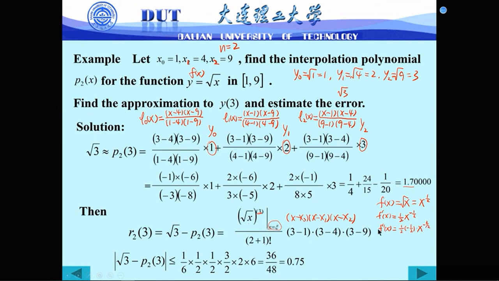It's okay? This is the second derivative. Clear? And now we need to consider the third derivative. So again, it should be 1/2 multiply minus 1/2 multiply minus 3/2. And here should be x to the minus 5/2. It's okay? Because minus 1 again. So minus 5/2. It's okay?